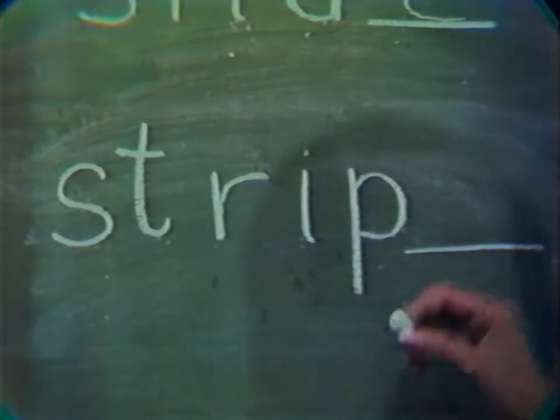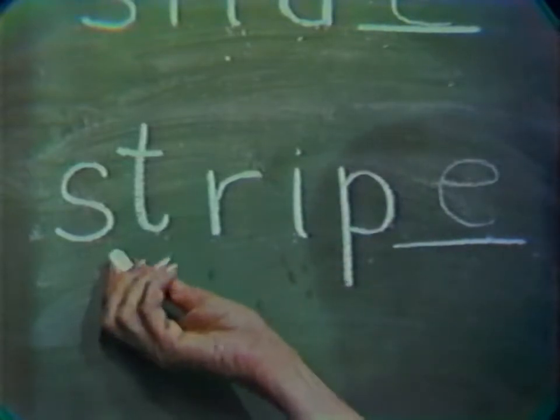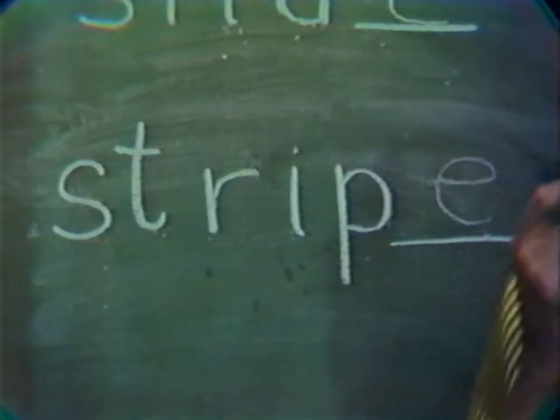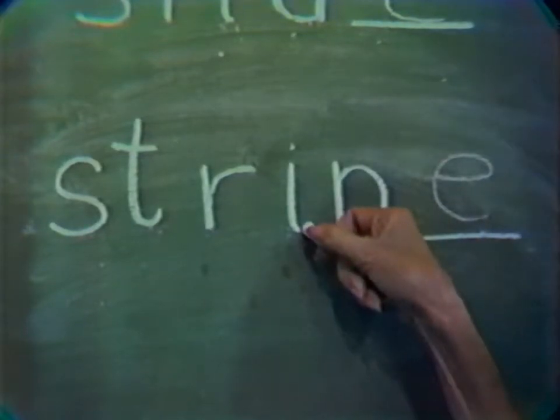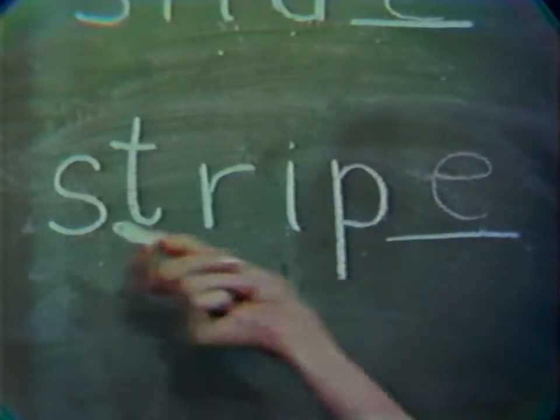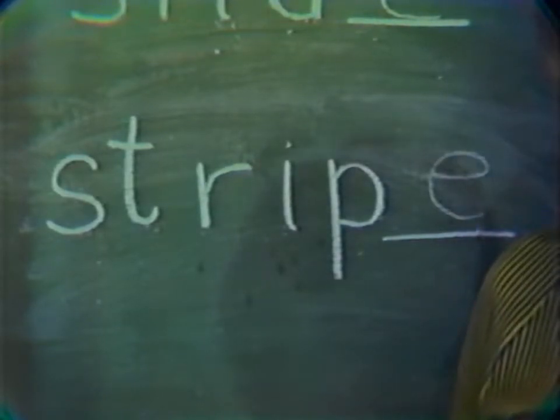And now if we add an E to this, we have a new word, and it says S-T-R-I-P-E, stripe. The E tells the I to say its own name, and so we have stripe. A skunk has a white stripe down his back.